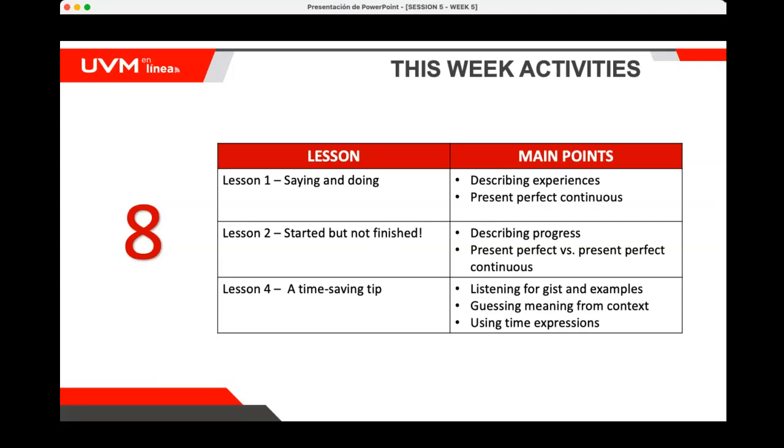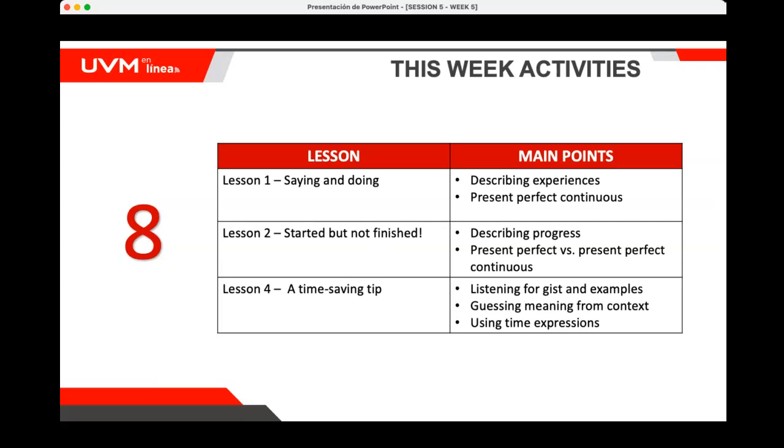like TOEFL and IELTS, because in those kinds of exams, they are going to ask you to identify the gist and examples of listening and of reading. So I think this is an important point of the unit.